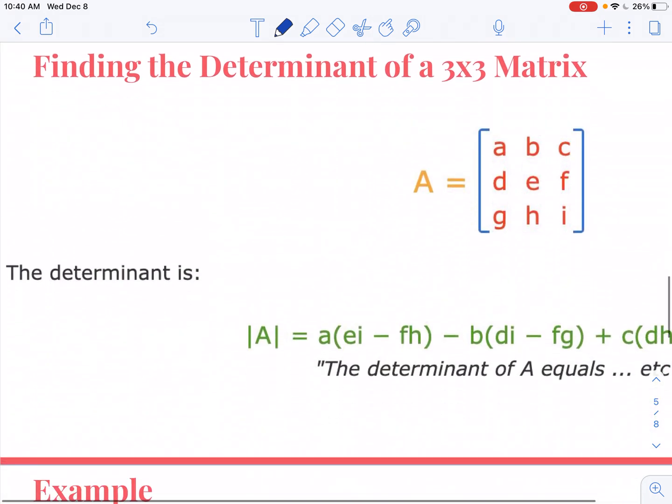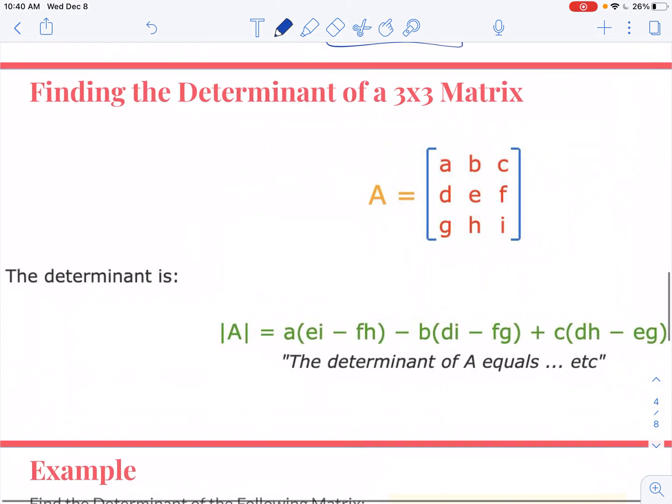Finding the determinant of a 3x3 matrix is a little bit more complicated. So here you can see that I've got a 3x3 matrix, A, B, C, D, E, F, G, H, I, and you can see that there's a formula here: A times (EI minus FH) minus B times (DI minus FG) plus C times (DH minus EG). Now, the easier way, and this is what I do when I find determinants of 3x3 matrices, is as follows.